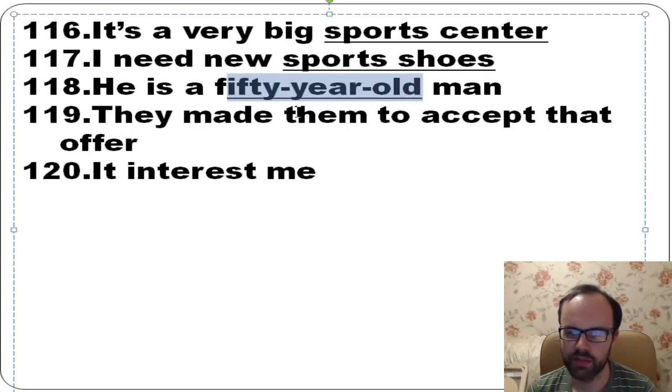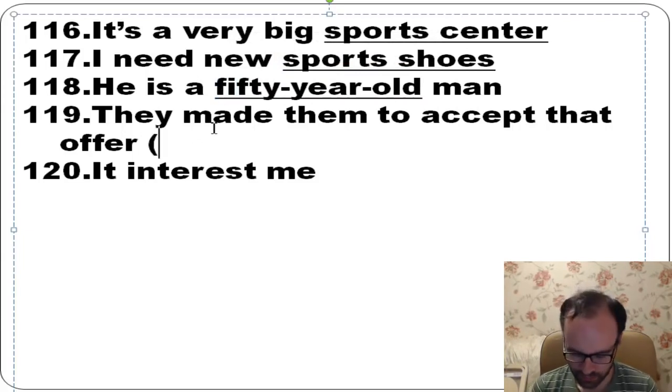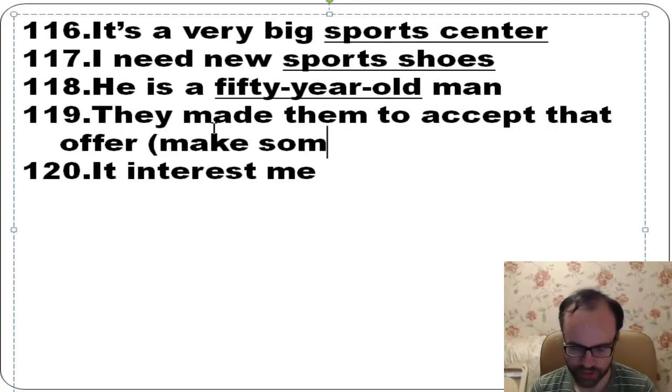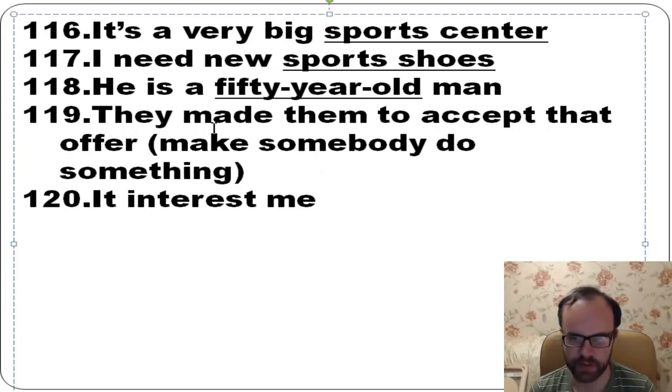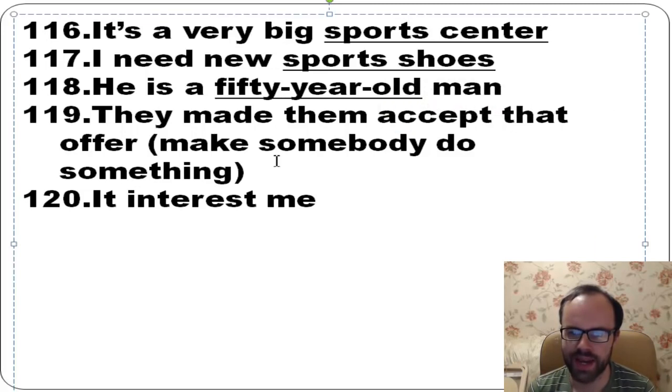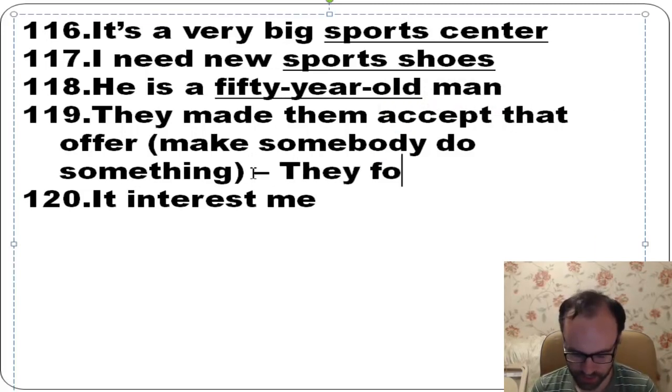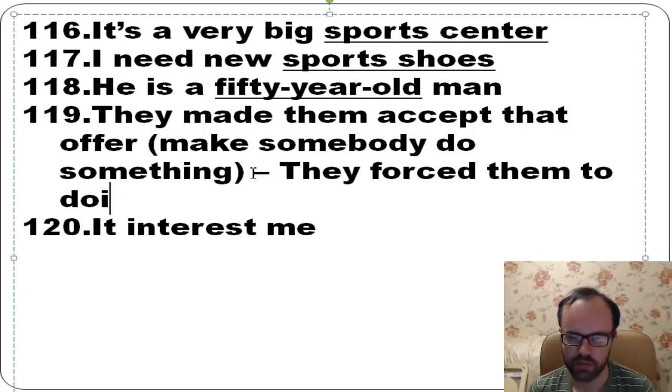They made them accept that offer. Please remember this phrase. Make somebody do something. So without to, they made them accept that offer. It means they forced them to do it. So they did it because of them.